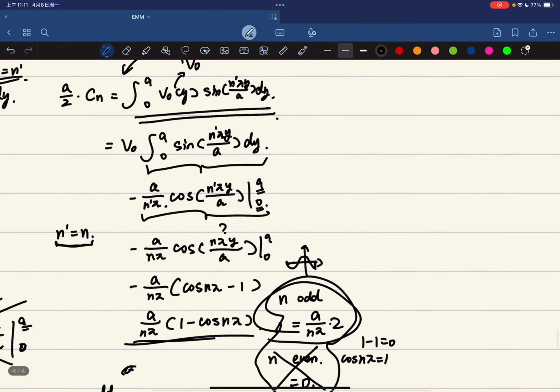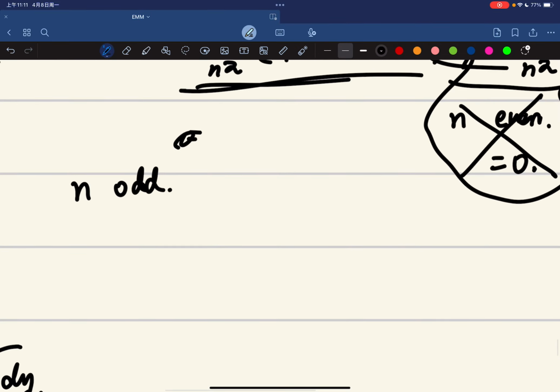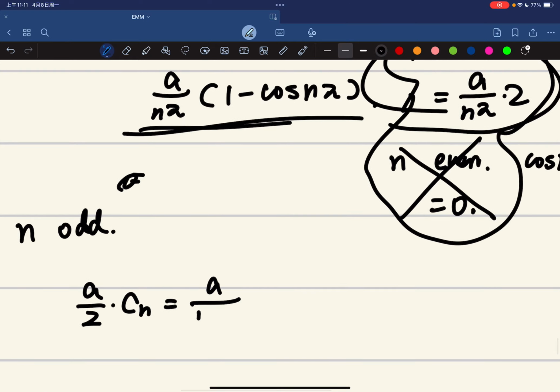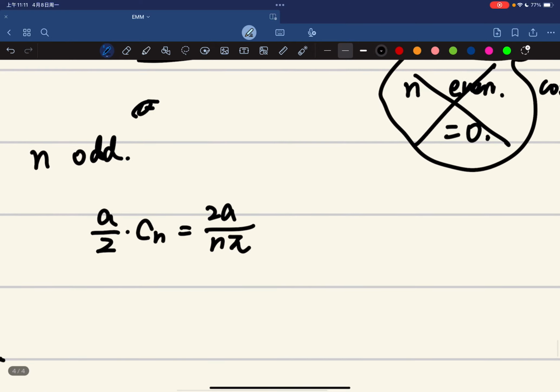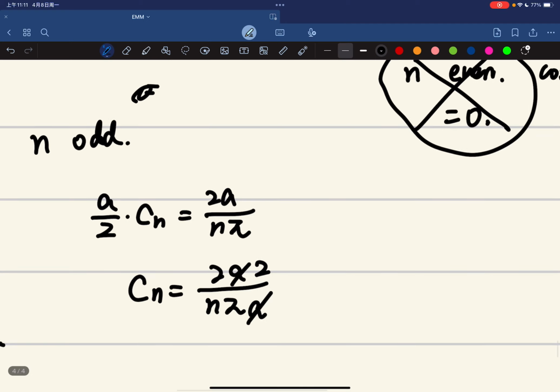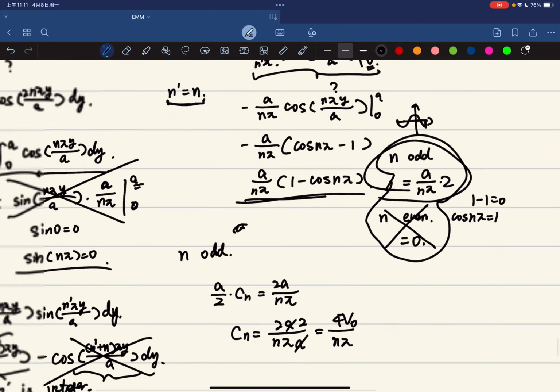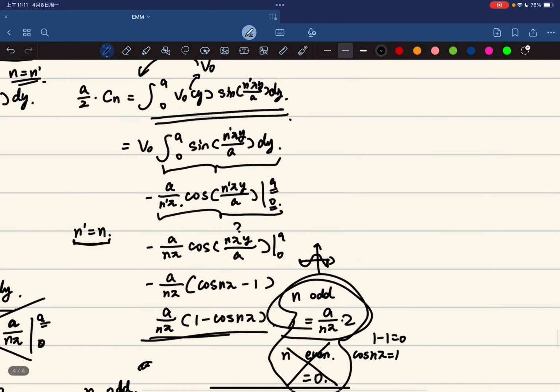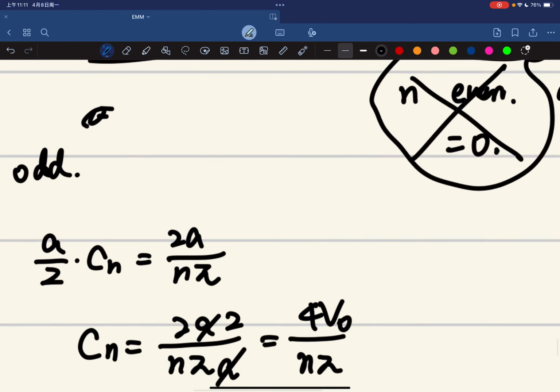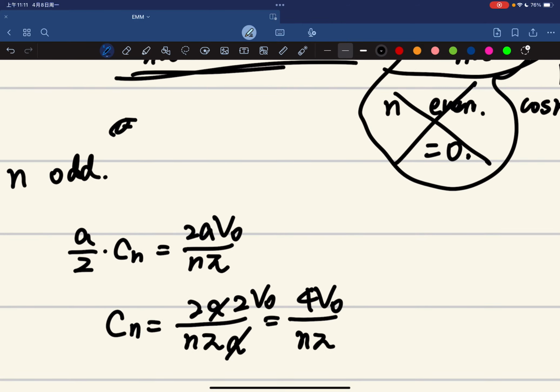Now let's take it back. We have 2 over a times Cn equal to this. So what is Cn? Let's just put it back. It's actually 4 V0 divided by n pi. I'm missing a V0 here. Yes, the V0, I'm missing it.